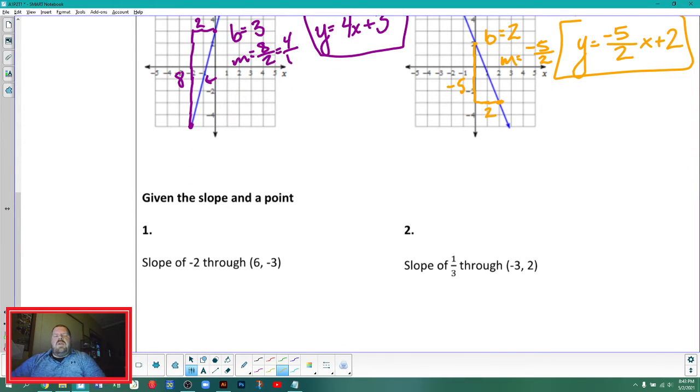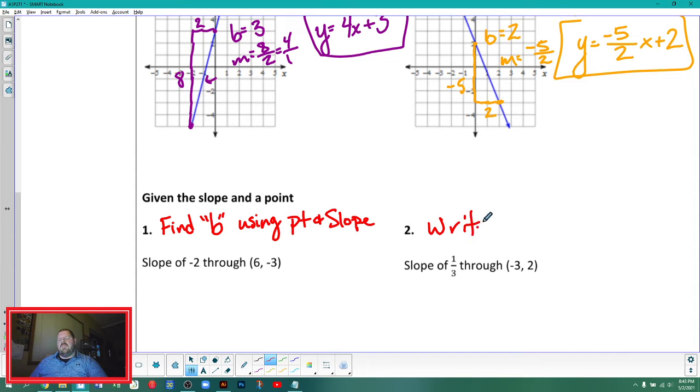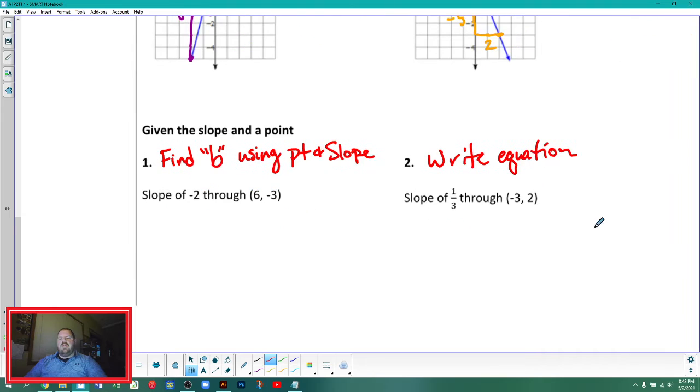All right. So next thing we have, next set of givens that we have is a point and the slope. So here they're giving us a point and the slope. So what we can do is find our b using our point and slope, and then write the equation. Let's take a look at what that's going to look like.